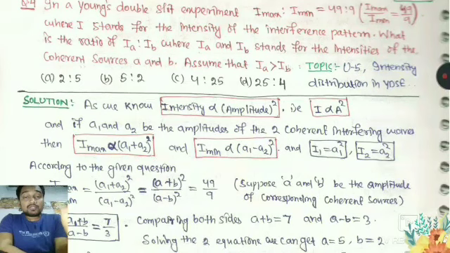We know that intensity is directly proportional to amplitude square. Squaring both sides, a square corresponds to I: a1 square is I1, a2 square is I2, like this. Okay, we get this formula. I said that you are required to memorize only a single formula: I is directly proportional to a square.